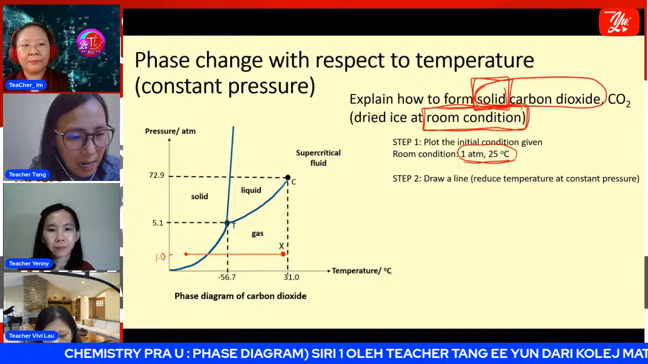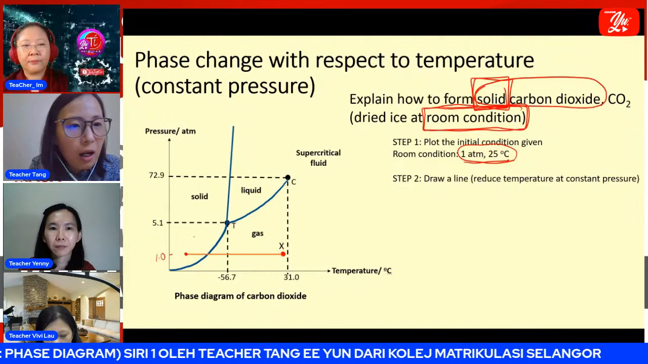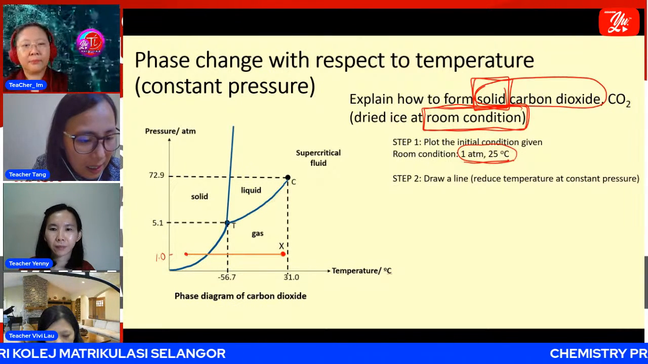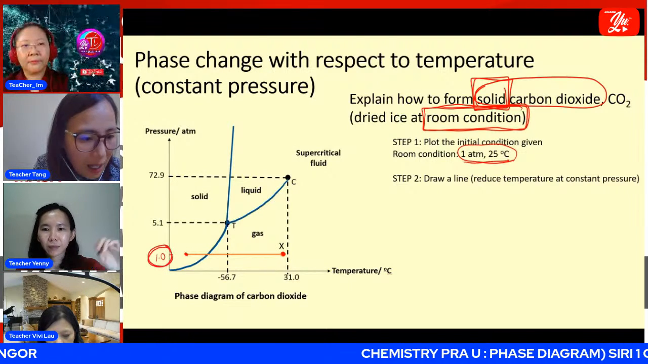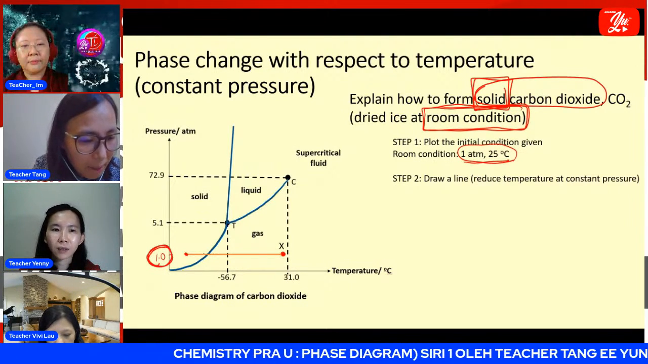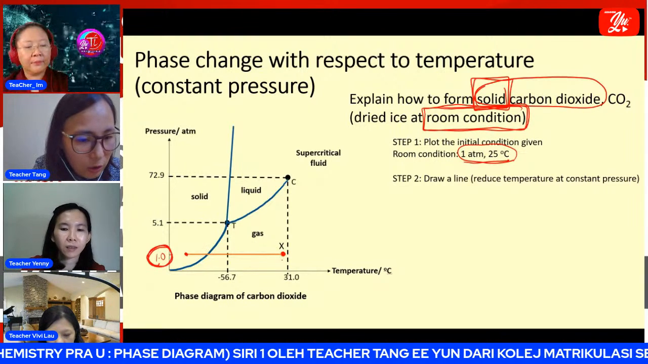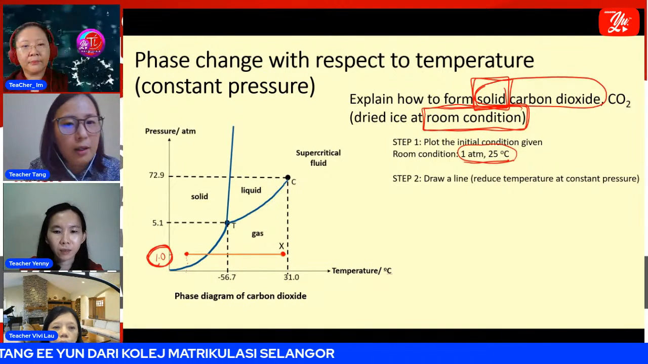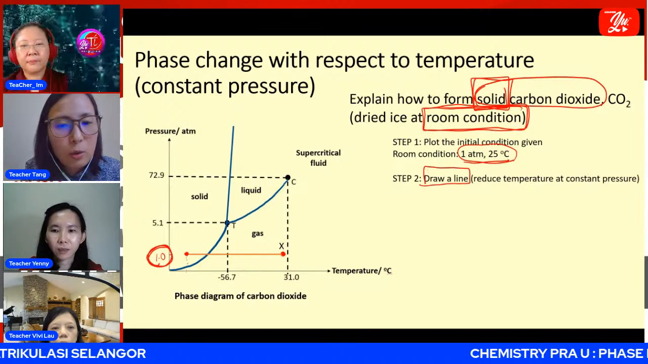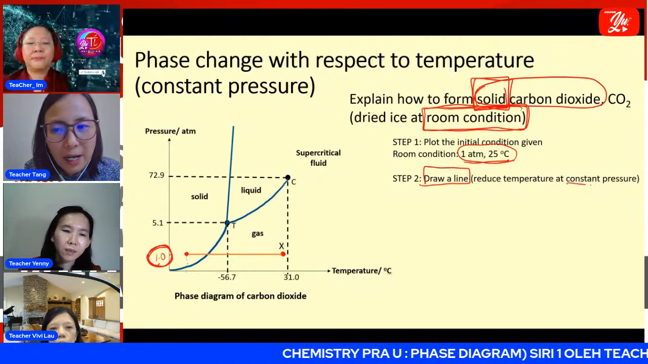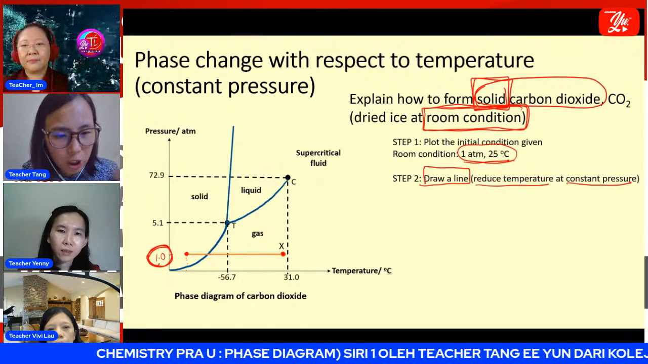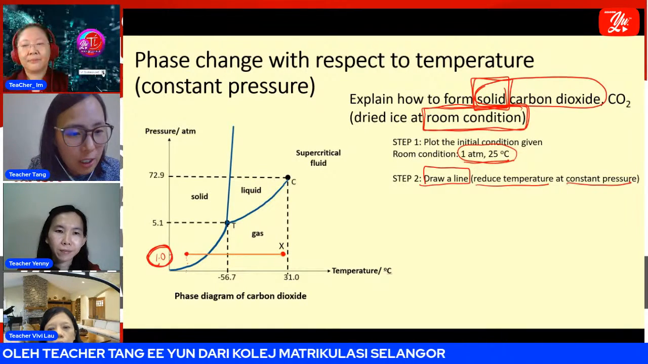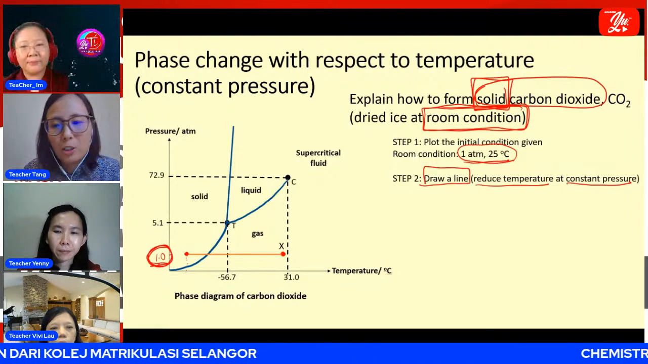Okay, and this horizontal line basically is representing constant pressure. Can you see that when you draw this line from point X to solid state here, the pressure is constant at 1 atm. But can you see that the temperature you need to reduce from 25 degrees to this temperature? So basically this line that you are drawing is representing constant pressure but reduce the temperature.